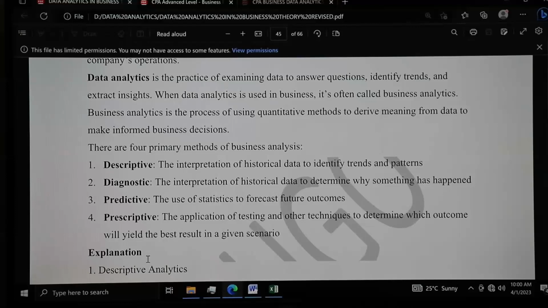Now here you're told the following statement relates to this type of statistics. Which of these answers is the correct answer? Which should be the correct answer?